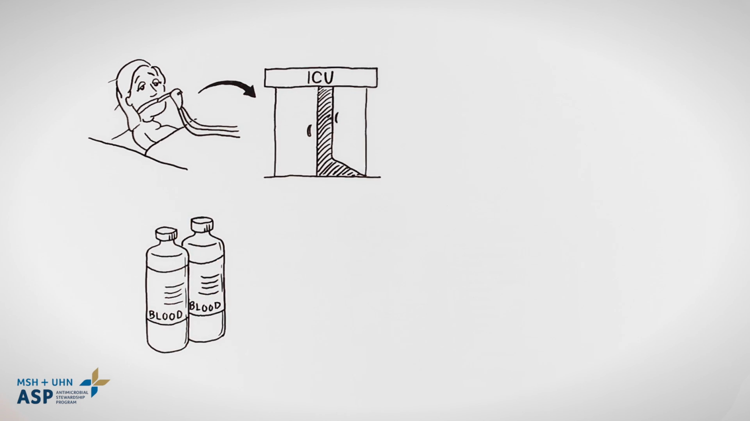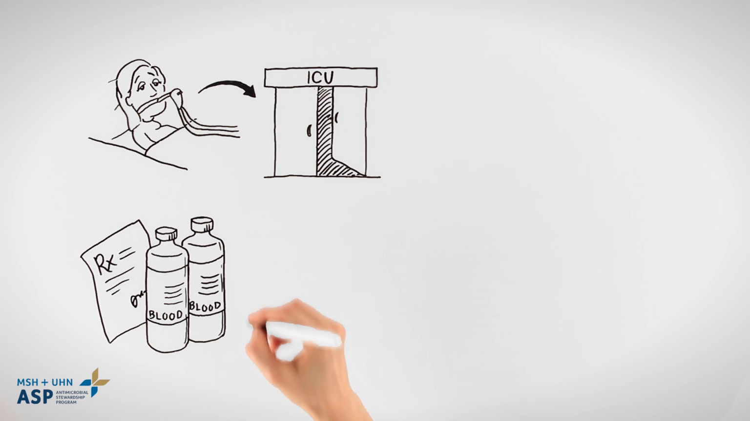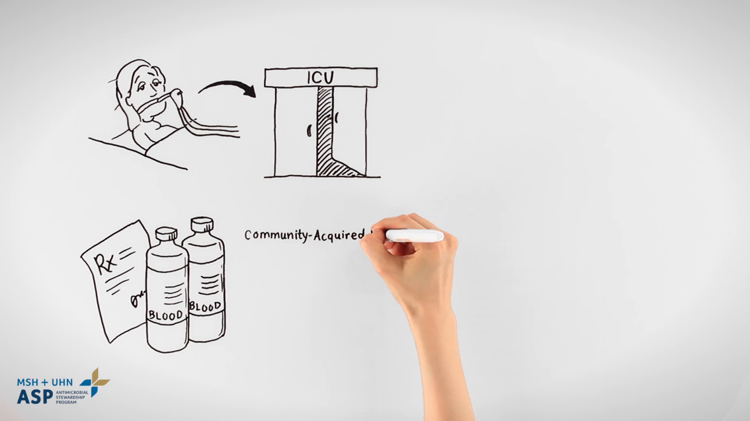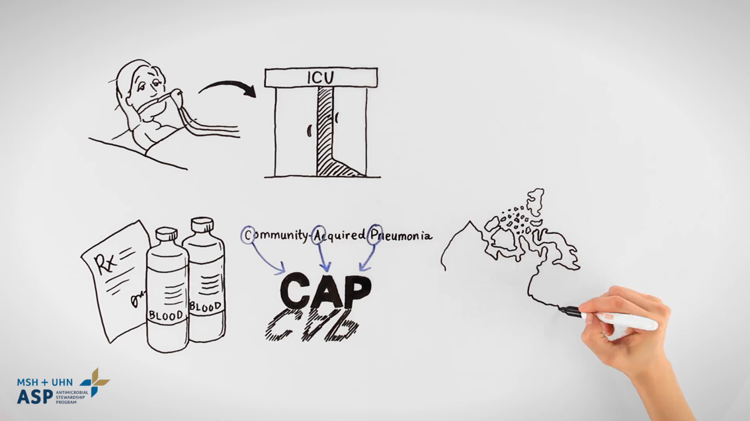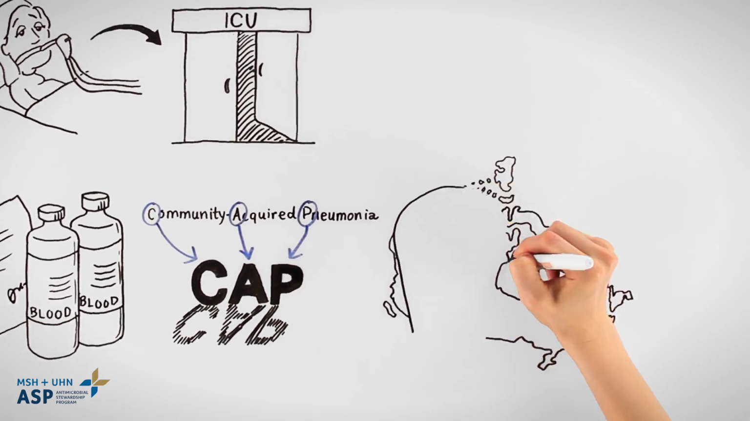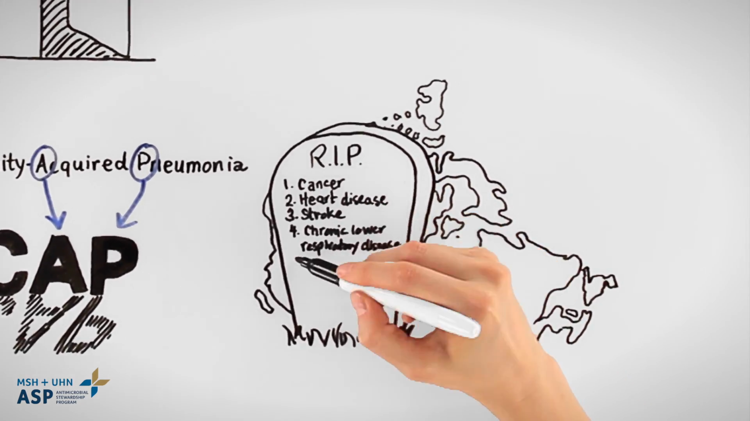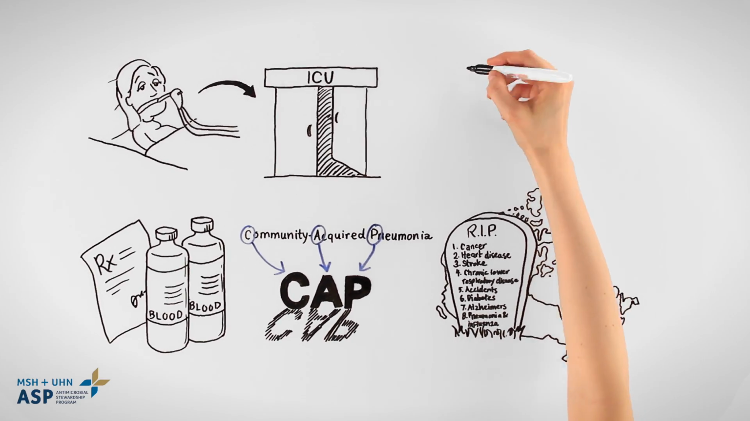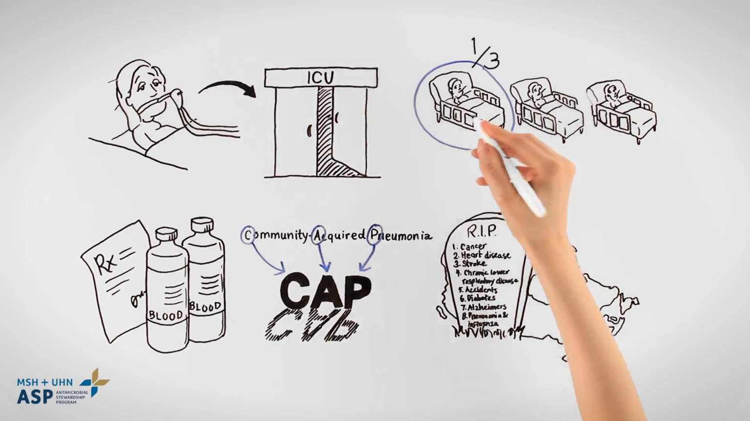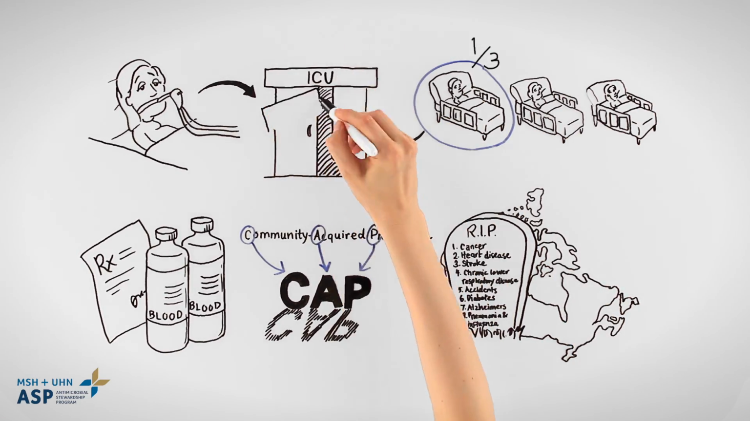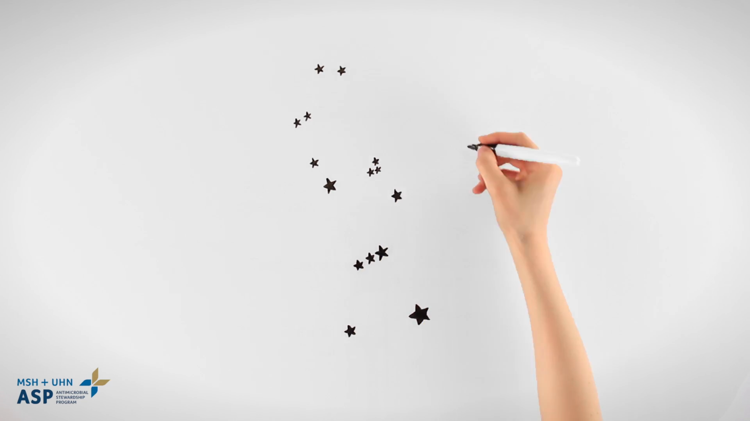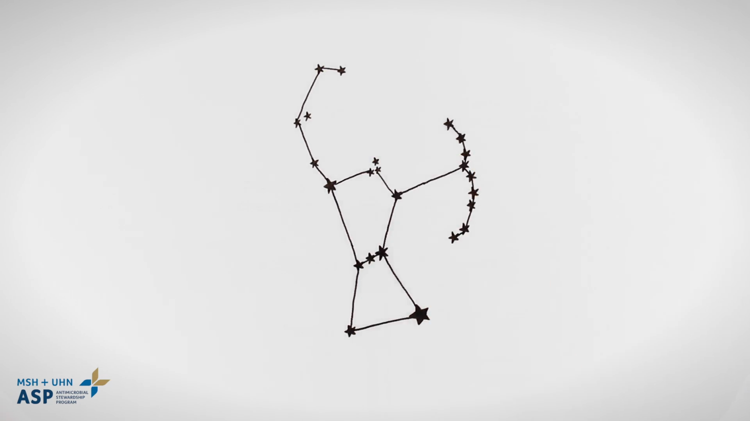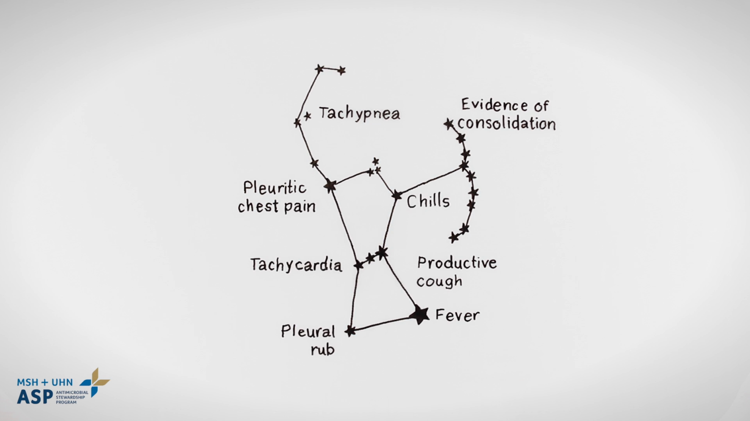Blood cultures were sent and antibiotics were administered. She is diagnosed with community-acquired pneumonia, or CAP. In Canada, pneumonia, including influenza, is the 8th most common cause of death. A third of patients with CAP are admitted to the ICU, where mortality rates range from 20 to 50%. Like all pneumonia syndromes, the diagnosis is based on the appropriate constellation of clinical signs and symptoms.